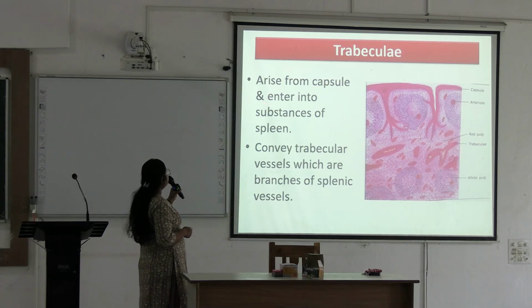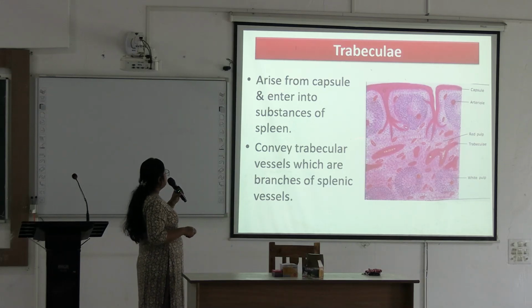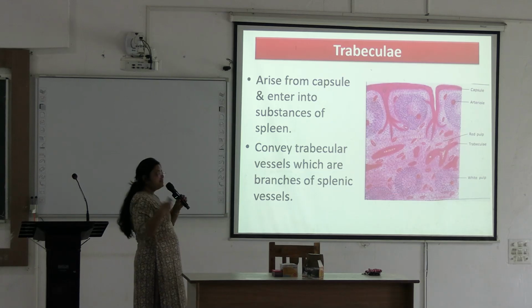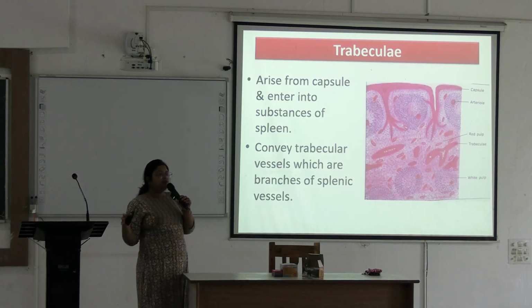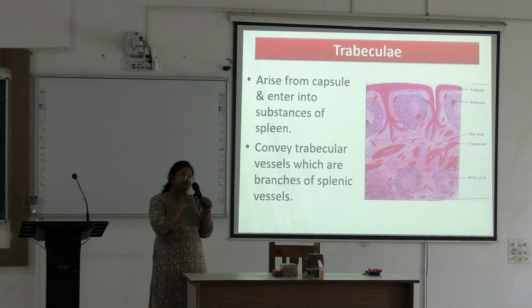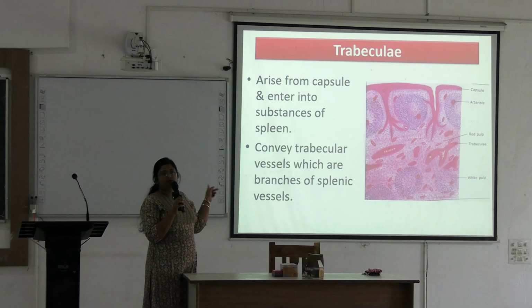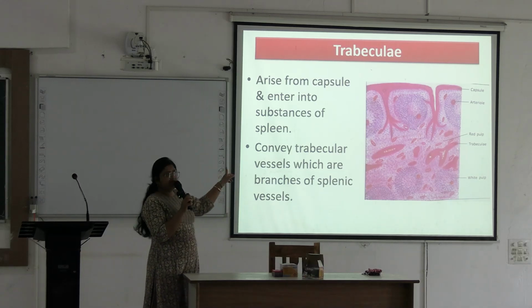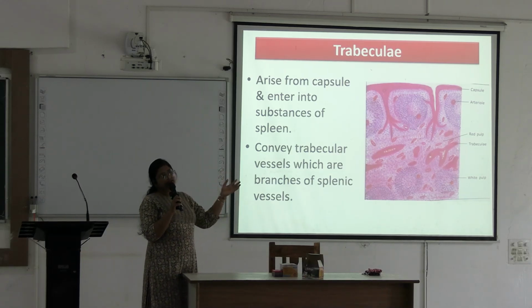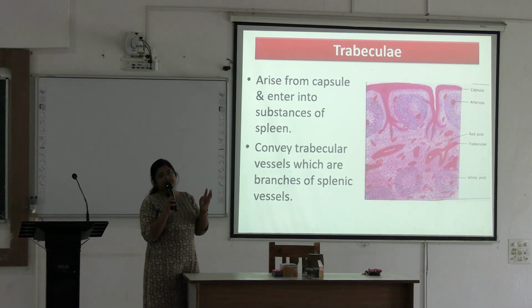These trabeculae convey the splenic vessels. These are sections of splenic vessels in the trabeculae, which are branches of the splenic vessels. The splenic artery divides into multiple branches and gives the trabecular artery. The trabecular artery will pass through these trabeculae. Then they will give some penicillar arteries, and ellipsoids will form like this. After that, there will be circulation, open and closed circulation.